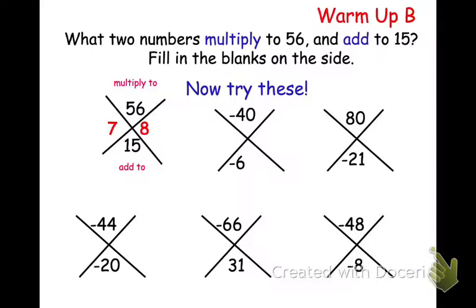All right, so for negative 40, 10 and 4. Negative 10, positive 4. For 80 is negative 16 and negative 5. Negative 5, because if it's positive, when you multiply them, they both have to be. Next one would be, how about 11 and 4? No. 2 and 22. Negative 2, negative 22, and positive 2.